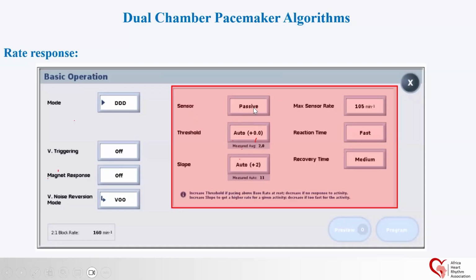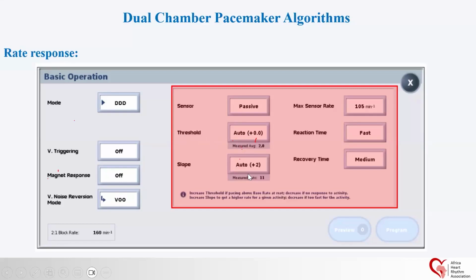When we put it passive, that means the pacemaker will just detect the activity of the patient and will not do anything. If we put it on, we can change many parameters, like the threshold, which is how much activity the patient needs to do to activate the sensor. And the slope, which is the sensitivity of the pacemaker and how it will respond to this activity, whether fast, slow or medium. So it depends on the profile of the patient.